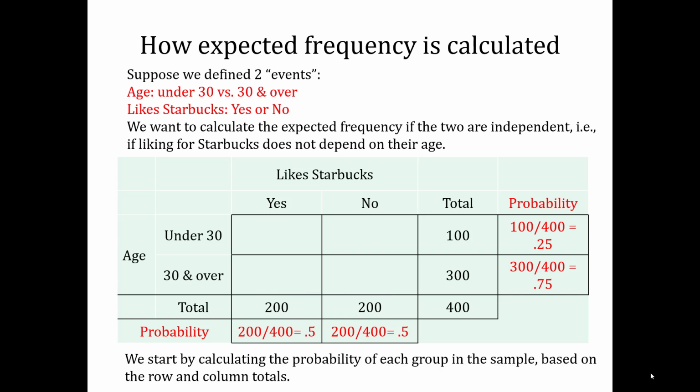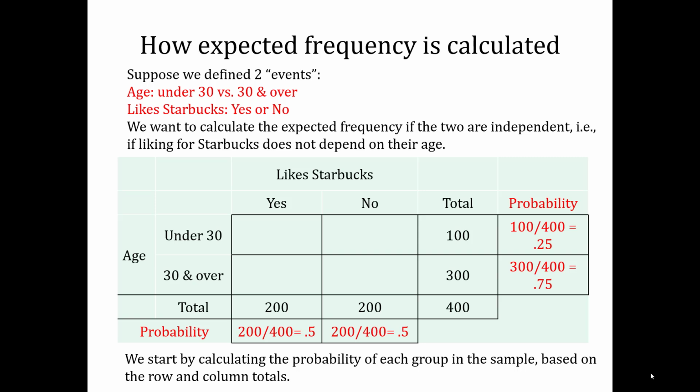We start by calculating the probability of each group in the sample. There are two groups based on the rows, that is under 30 and 30 and over, and two groups based on the columns, that is like Starbucks and does not like Starbucks. We need to calculate the probability of each group. How do we do that? Well, that's easy. It's just the number of people in each group divided by the grand total, which is 400.